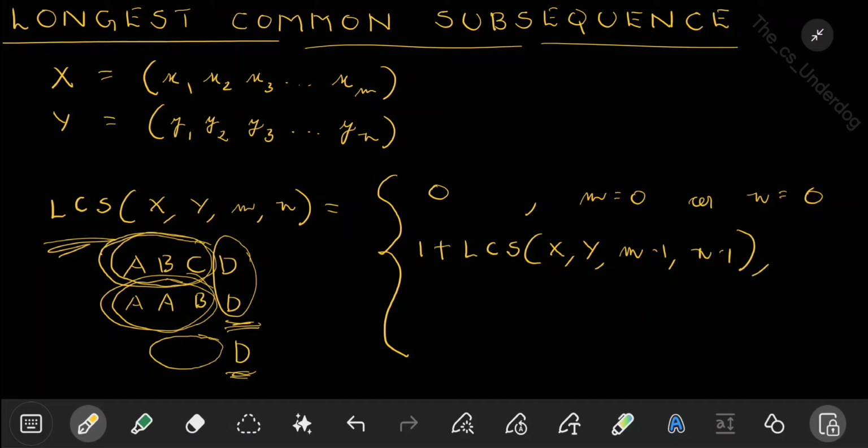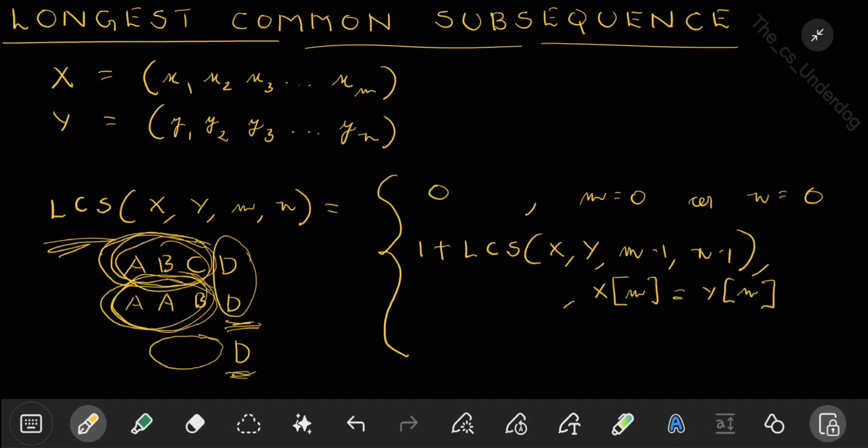When is this done? This is done when X of M is equal to Y of N, that is, the last letter of X is equal to the last letter of Y. Whatever the last letter is, if that matches, in that case you can write 1 plus LCS of the remaining strings. That is, removing the last letter, whatever is remaining in both the strings, you will take those and try to find the LCS. Next one is the tricky one.